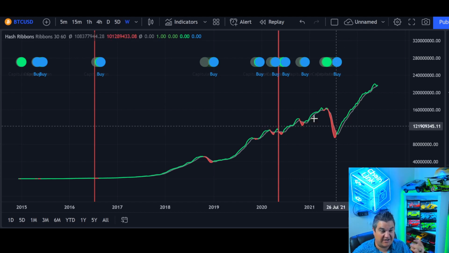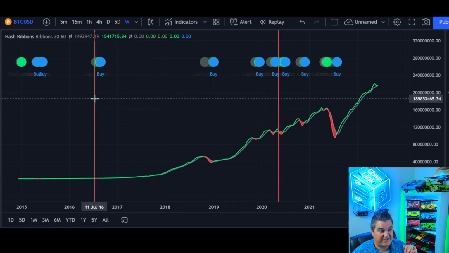This is miner capitulation. These two red lines are simply the halving, whatever you want to call it. It's called the halving. Don't say halvening.